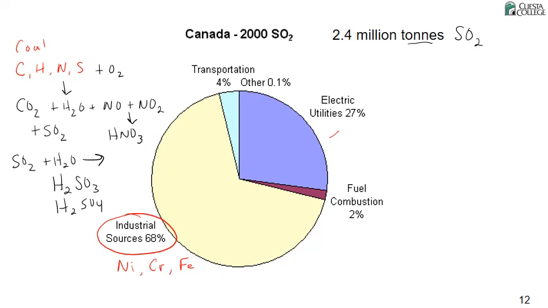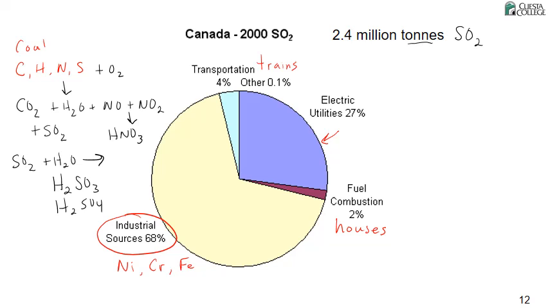About a quarter of their SO2 came just from making electricity, so people could watch TV, watch videos, and charge their iPhones. About 2% comes from fuel combustion to warm houses, and about 4% comes from transportation, usually diesel fuel for trucks and trains.